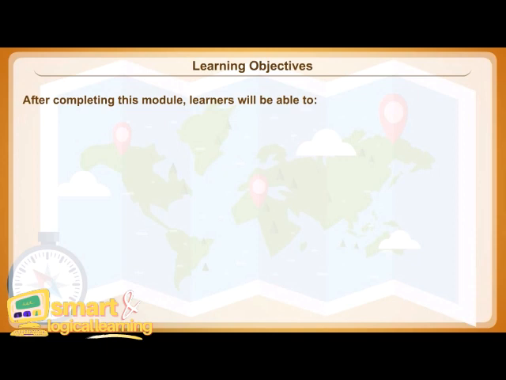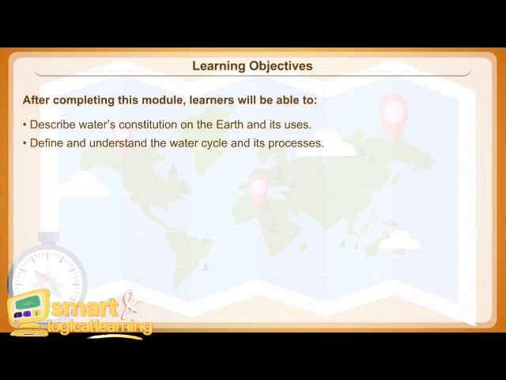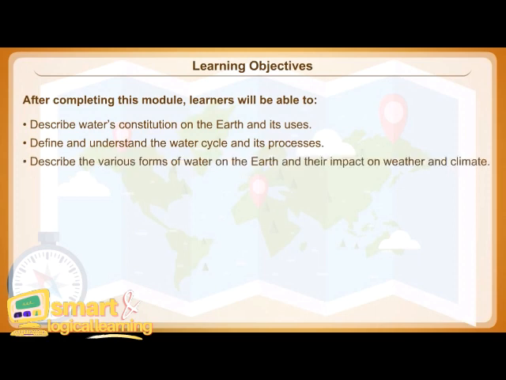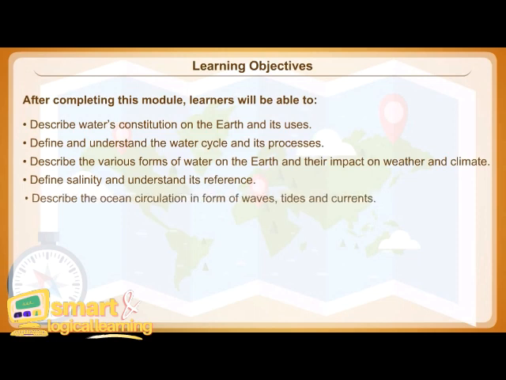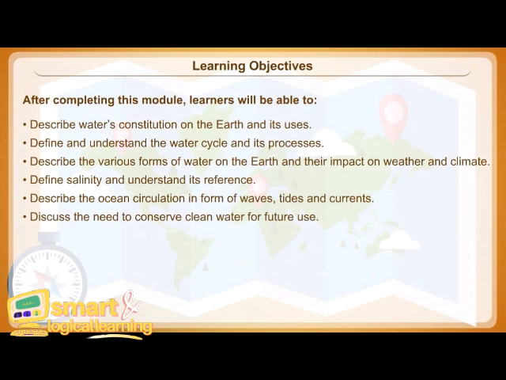Learning objectives. After completing this module, learners will be able to describe water's constitution on the earth and its uses, define and understand the water cycle and its processes, describe the various forms of water on the earth and their impact on weather and climate, define salinity and understand its reference, describe the ocean circulation in form of waves, tides and currents, discuss the need to conserve clean water for future use.